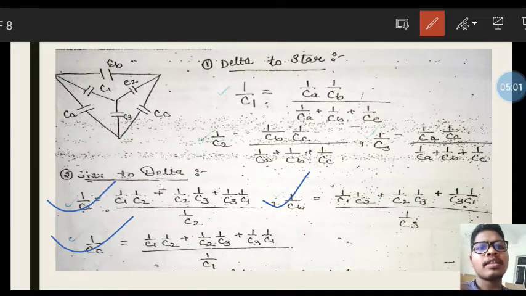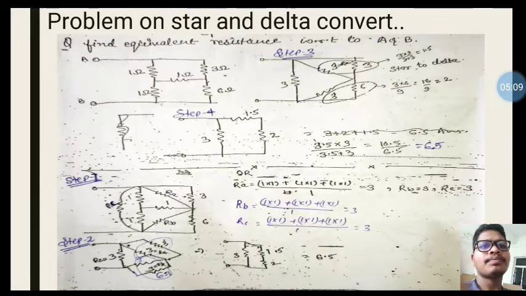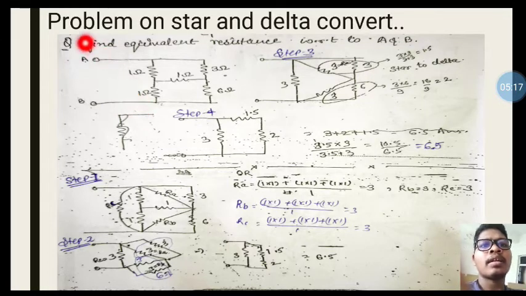Okay, so this is the star to delta conversion of the capacitive element, and this is the delta to star conversion of the capacitive element. Now we need to see one problem on star to delta conversion. So see, this is the one network. Here it is asking to find the equivalent resistance with respect to A and B.